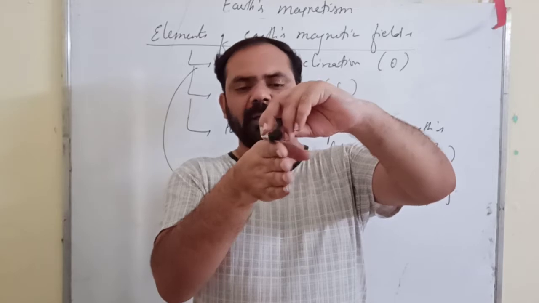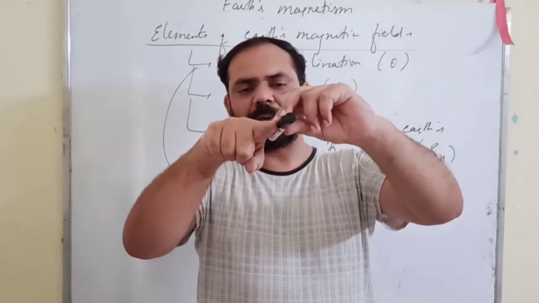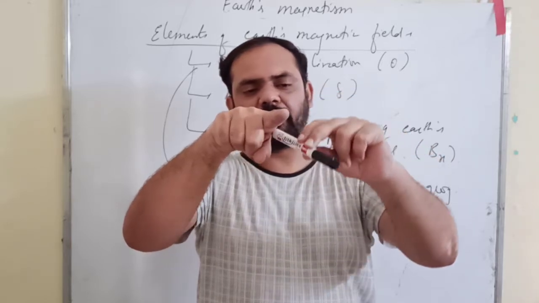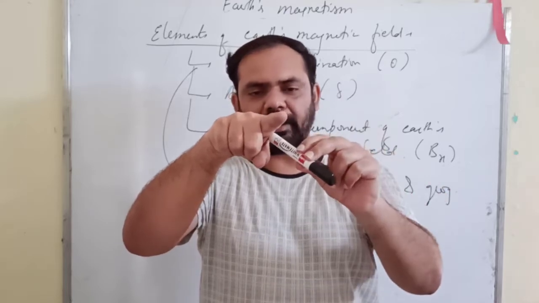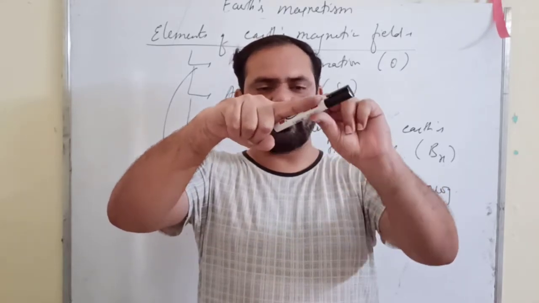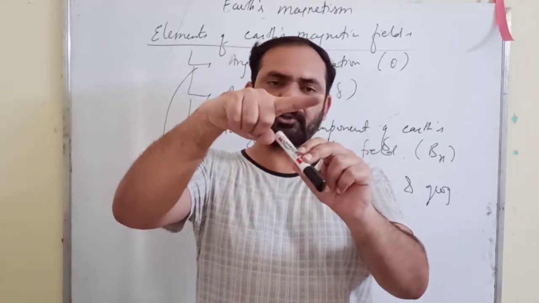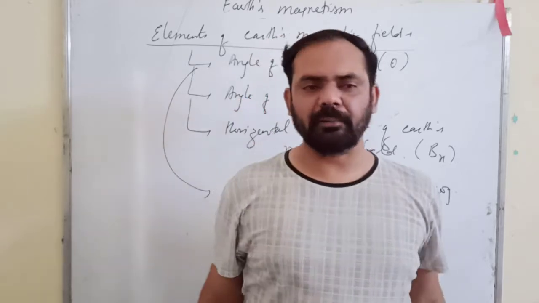So if this is the north-south direction and the horizontal part, it will move like this, as well as it will have a dip vertically, a change in angle vertically. So the angle it has formed with the horizontal, how much angle it has subtended vertically, that is your angle of dip.